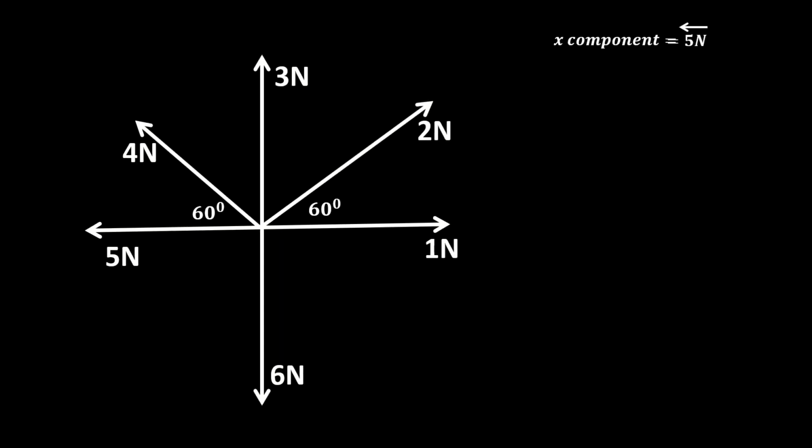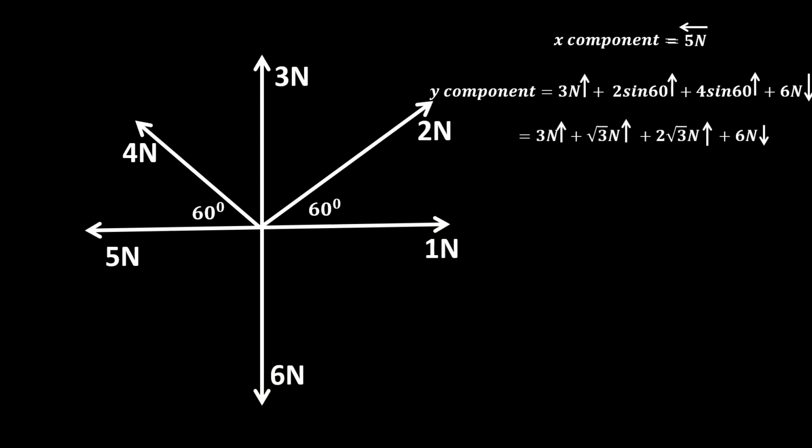Now do the same to find the y component. 3 newtons towards up plus 2 sin 60 towards up plus 4 sin 60 towards up plus 6 newtons towards down. So let's simplify this. 2 sin 60 is root 3 towards up and 4 sin 60 is 2 root 3 towards up. So root 3 plus 2 root 3 gives us 3 root 3.